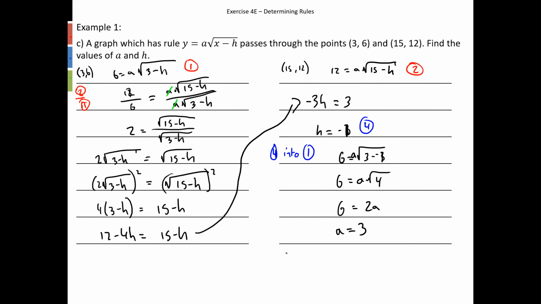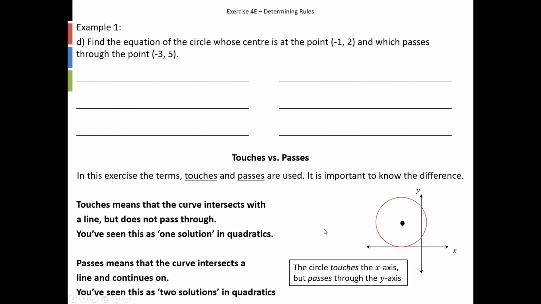Okay, and then we can substitute in, so therefore our equation is y equals 3 square root x, and here's the thing, this is a minus h, so we have negative h up here. We're putting a negative 1 in here, so this turns into an x plus 1. So that's how we do that problem. Sorry for the little break.